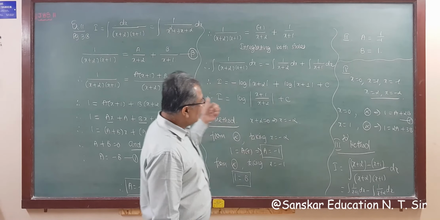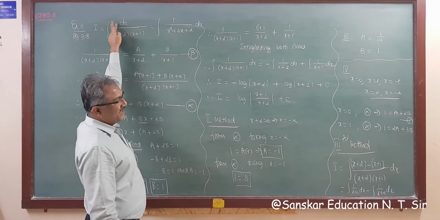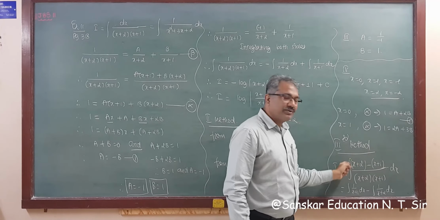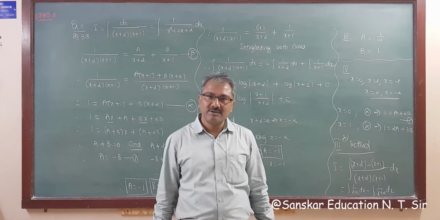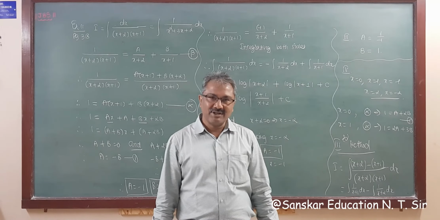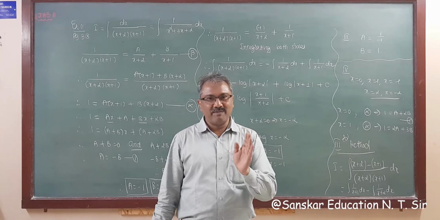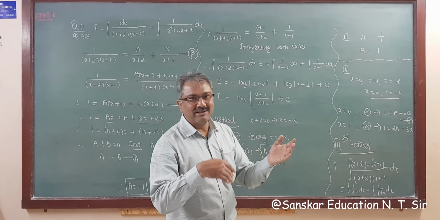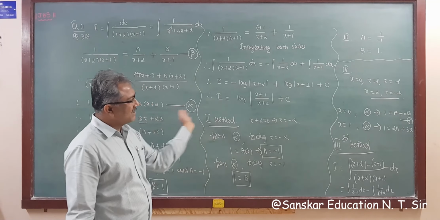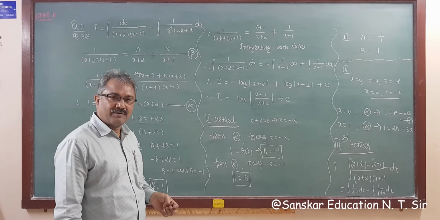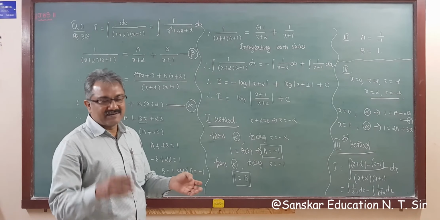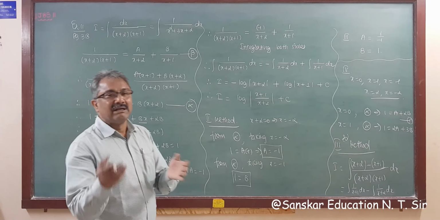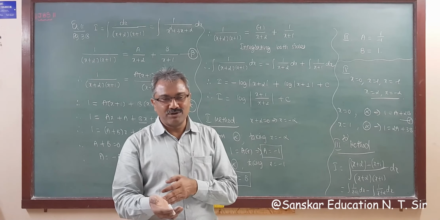Suppose instead of this 1 here, it is given 2, then what do you have to do? You first divide and multiply by 2 and then adjust. Okay, so got it? I hope you follow what I told you. In the next lecture we are going to discuss more questions of the partial fraction method, that is for linear and repeated roots, and linear and quadratic roots.